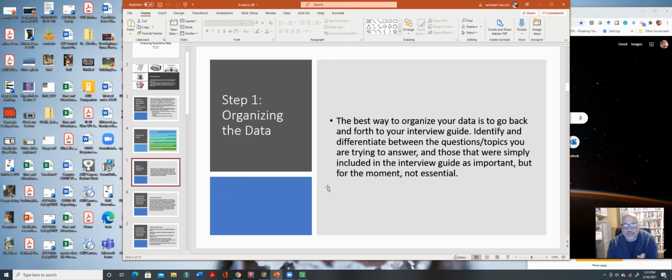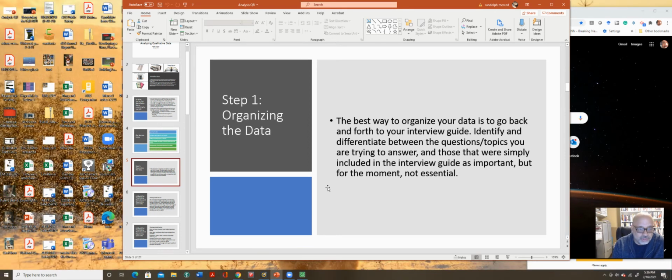So step one, the best way is to organize your data and go back and forth with your interview guide. Identify and differentiate between questions and topics you're trying to answer, and those that we simply included in the interview guide. We're not using an interview guide here, but there are some tools you can use. You want to make sure that your interview is guided in the best way. And there's a lot of literature on that. That's for another class.